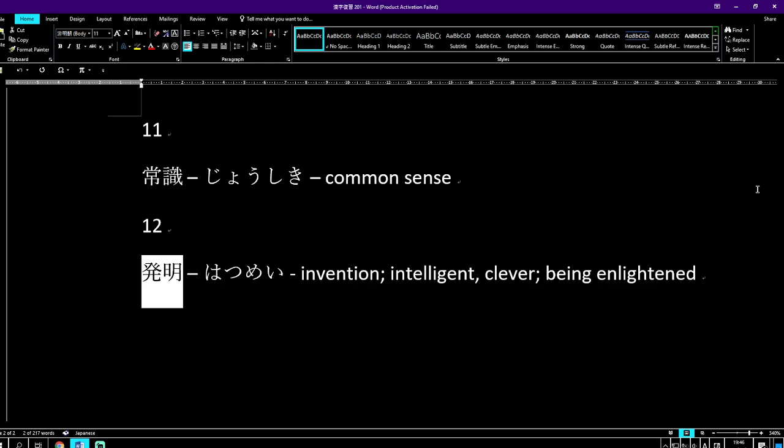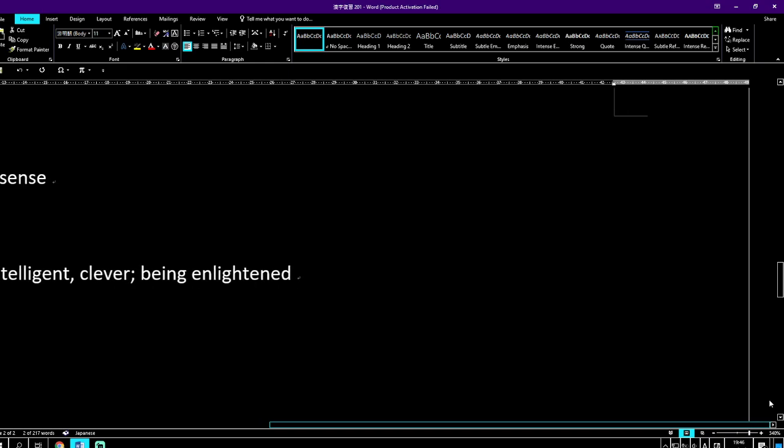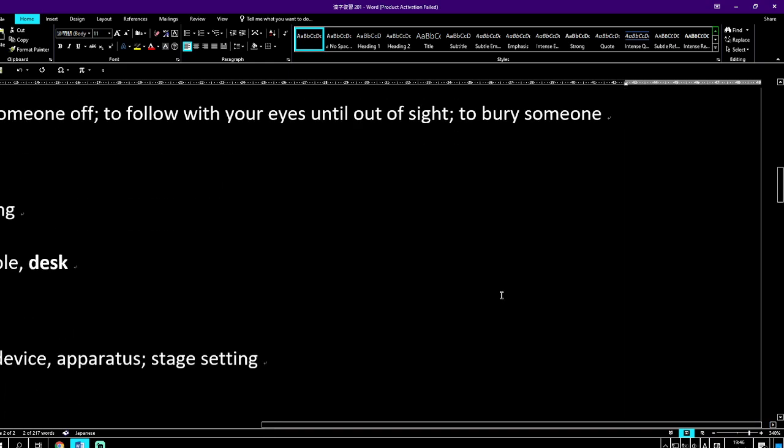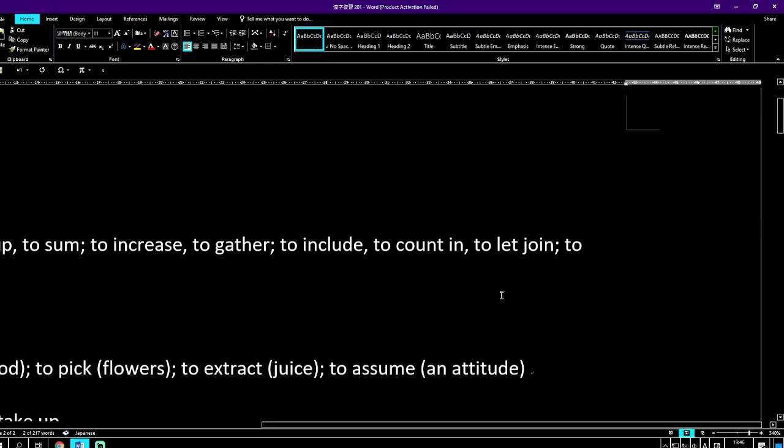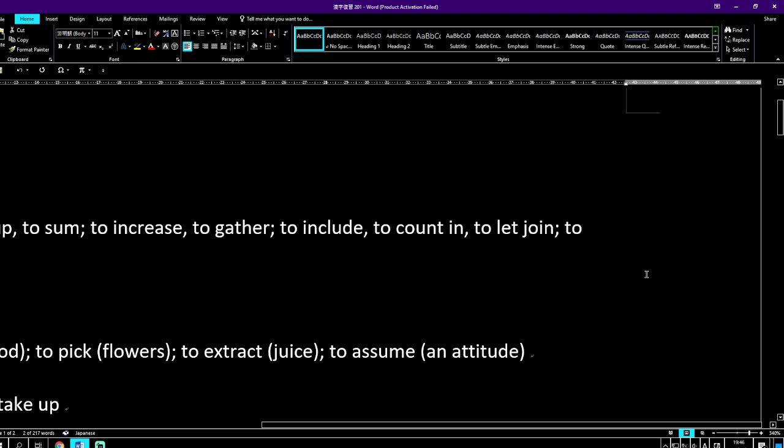or enlightenment. Hatsume. Let's go back to the top, make sure we got all these memorized at least for today. So we're going to bring the page all the way to the right and see if we can't make them out still. Kuwaeru is to sum or to increase something. Kanji for adding or increasing. Kuwaeru is to add or increase or gather.